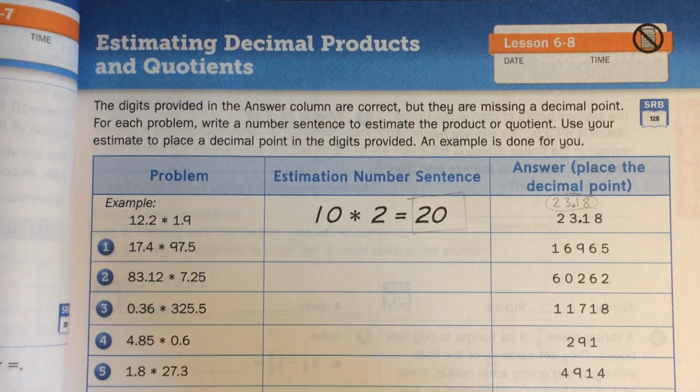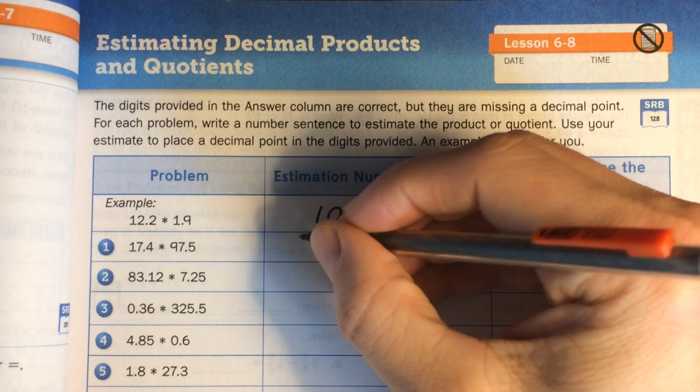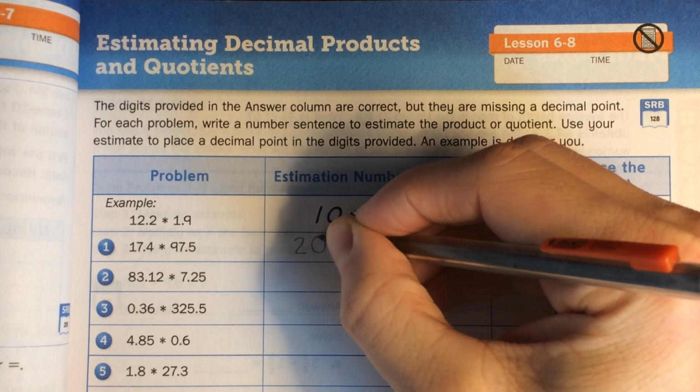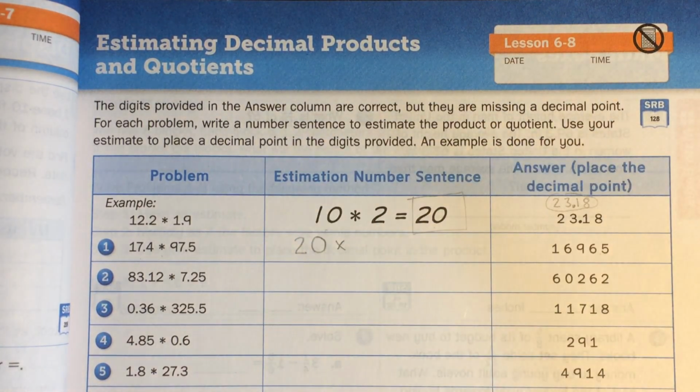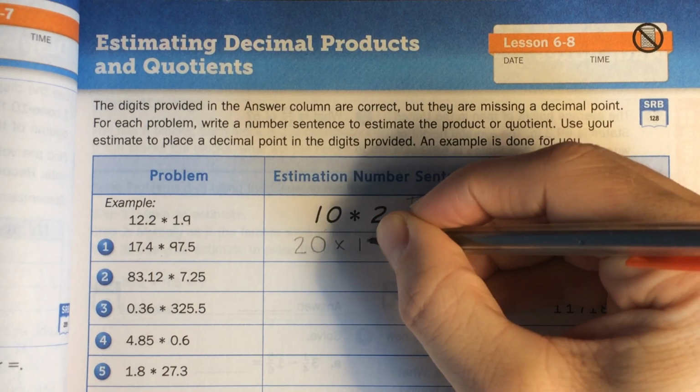So we have 17.4 times 97.5. Your brain should already be thinking, what's a nice clean number that we can round 17.4 to? 18 is still too messy for me to multiply in my head. Remember, you want something you can multiply in your head, preferably something with a 0 or a 5. So for 17.4, I'm going to round that to 20. And for 97.5, I bet a lot of you can already tell, yeah, that's really close to 100. So I'm going to round that to 100.